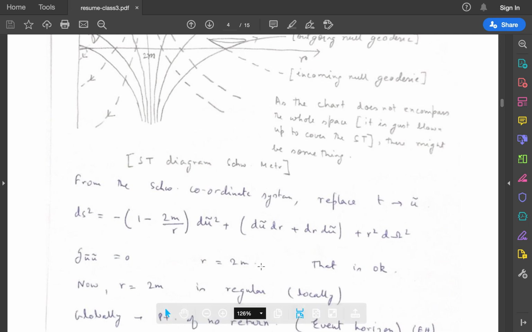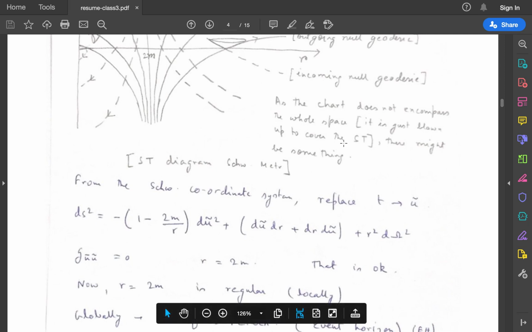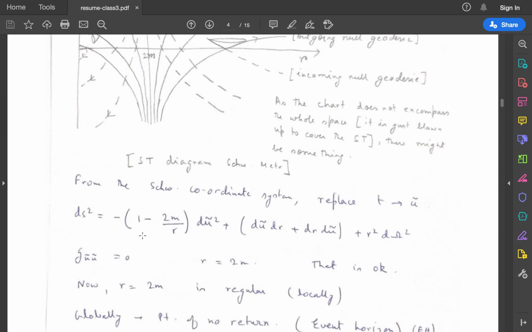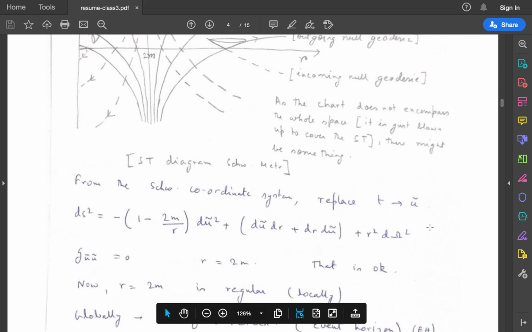Okay, by such a transformation you can check the line element, or the metric, in your new coordinate system. If you do it correctly, you will find that this is the final metric, given by (1 - 2m/r) du tilde squared, with these non-diagonal terms du dr and dr du. However, the other angular part remains the same. This is the two-sphere part, blown up by r squared.